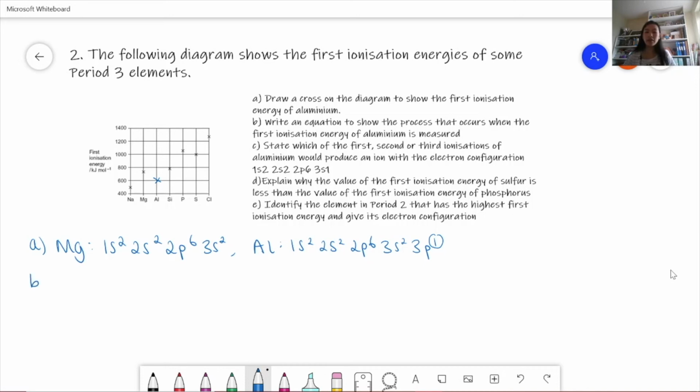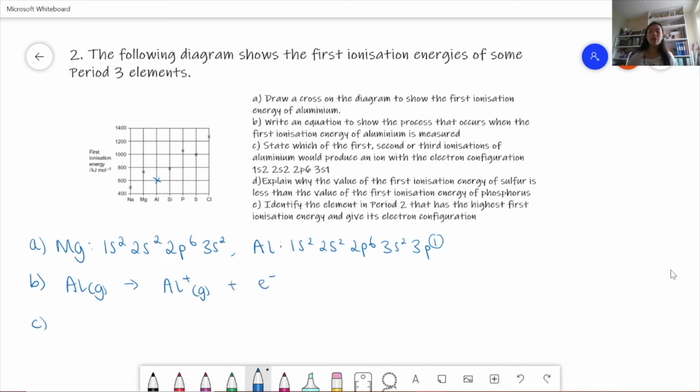And then for B, write an equation to show the process that occurs when the first ionization energy of aluminium is measured. So again, the definition of first ionization energy is the energy required to remove an electron from 1 mole of gaseous atoms to form 1 mole of gaseous 1+ ions. And so we have 1 mole of gaseous aluminium, and we're forming 1 mole of Al+ ions and an electron.